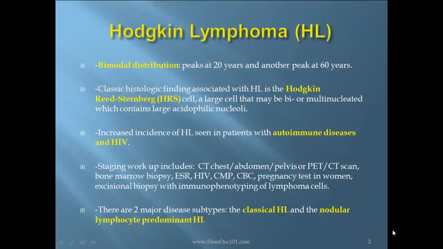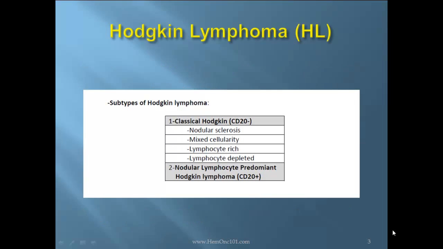Staging workup includes CT of the chest, abdomen, and pelvis, or PET-CT scan, bone marrow biopsy, ESR, HIV, CMP, CBC, pregnancy test in women, and excisional biopsy with immunophenotyping of lymphoma cells. There are two major subtypes of Hodgkin's, the classical and the nodular lymphocyte predominant Hodgkin's.